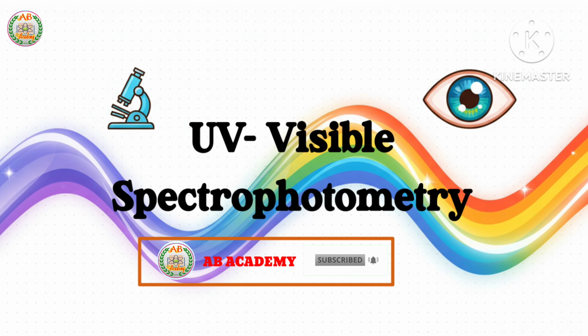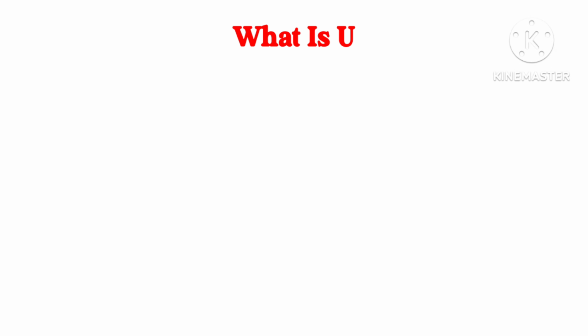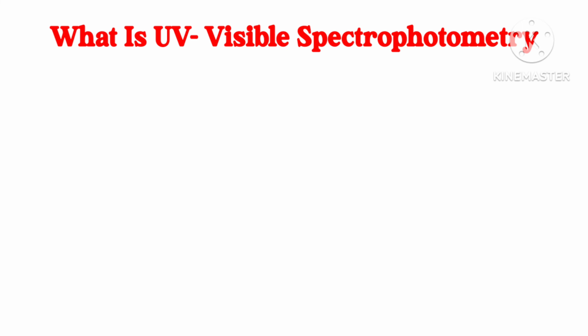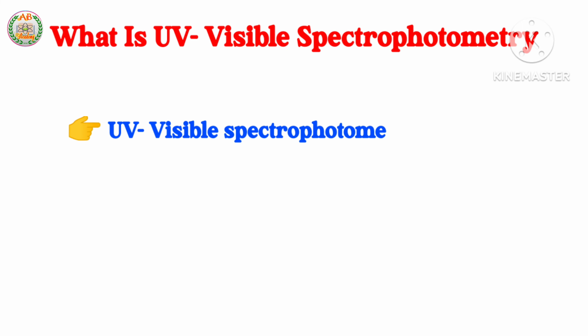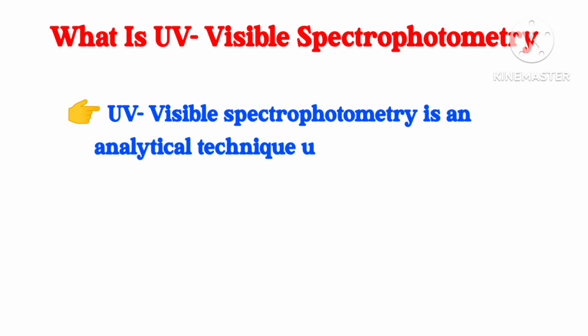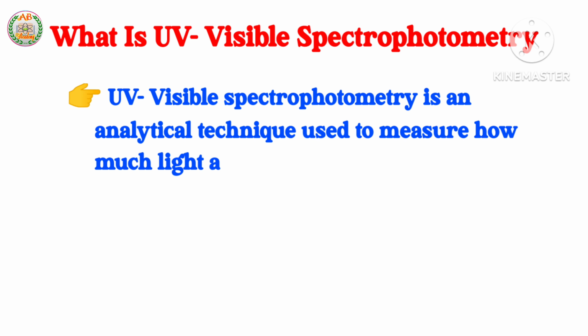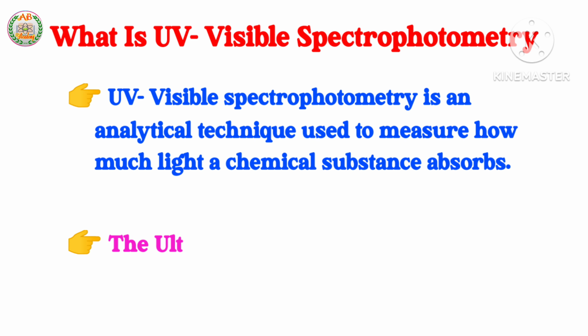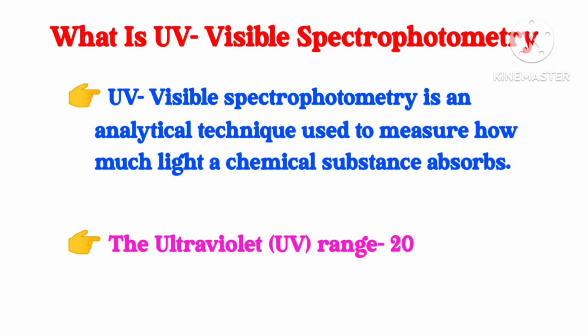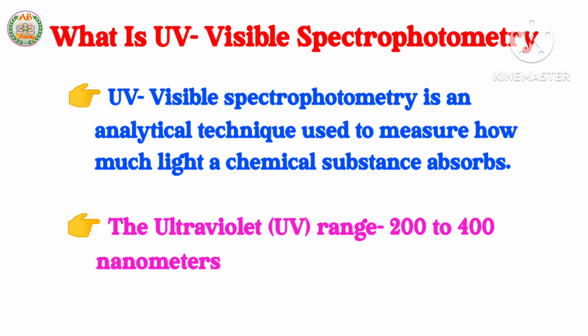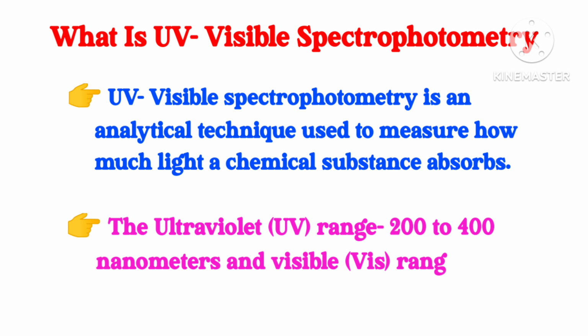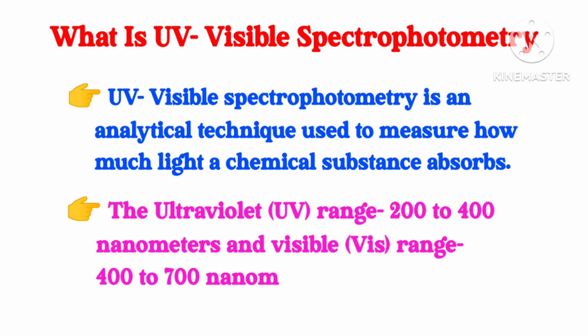Firstly, let us see what is UV visible spectrophotometry. UV visible spectrophotometry is an analytical technique used to measure how much light a chemical substance absorbs. It deals with light in the ultraviolet (UV) range, which is between 200 to 400 nanometers, and the visible range, which is 400 to 700 nanometers.